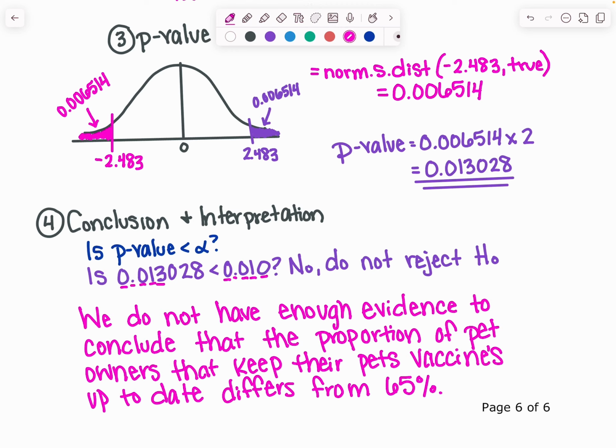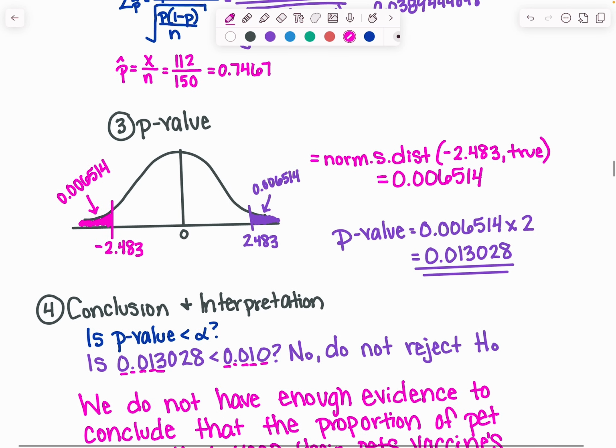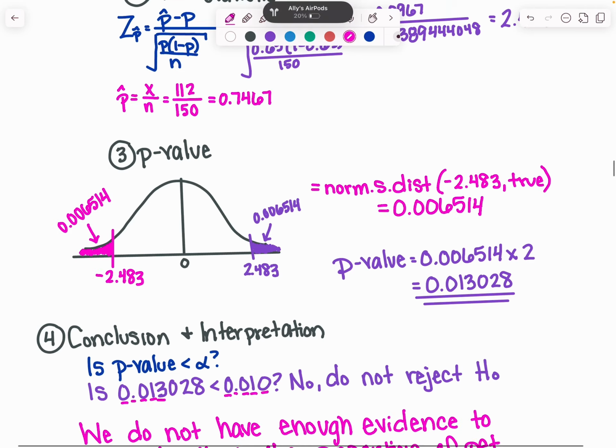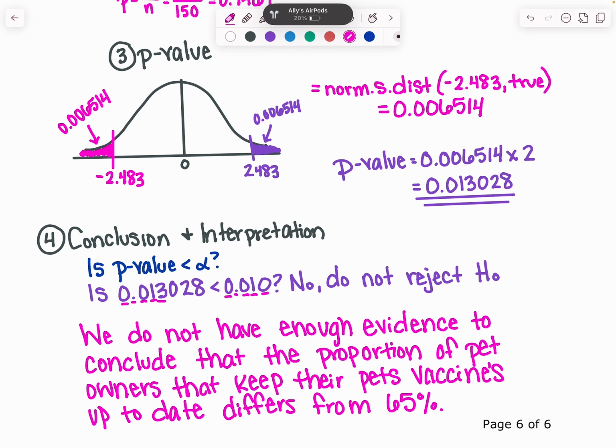So we did not have the evidence we needed to prove what we were trying to prove. And what we were trying to prove is that the proportion of pet owners that keep their vaccines for their pets up to date is different from 65%. We were not able to prove that because we did not have a small enough p-value to show that our results, which was 74%, were significant for this test. So this is a hypothesis test with two tails.